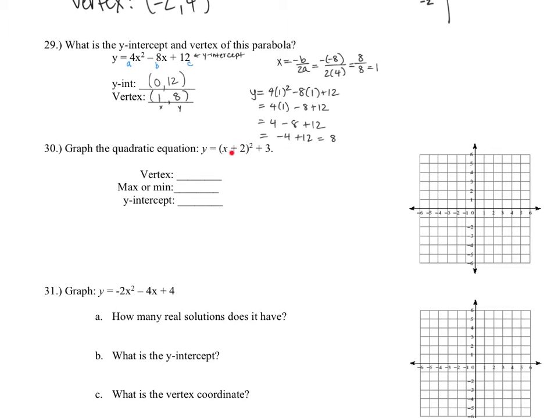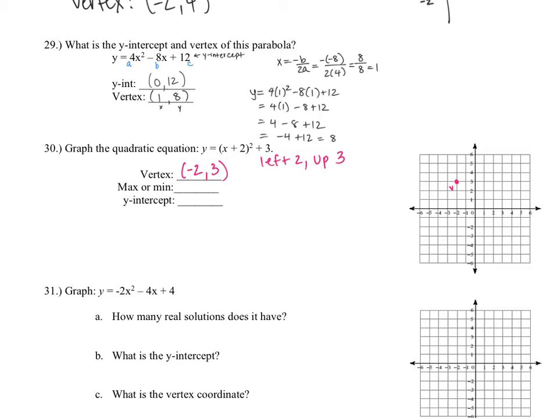So if there's a plus sign on the inside, this is going to be shifting left 2. If there's a plus sign on the outside, this is going to be going up 3. So if I go left 2, up 3, and I were to plot, there is going to be my vertex, which is at negative 2, 3. Now, I don't know if it's a minimum or a max yet. I need to graph the other 2 points.